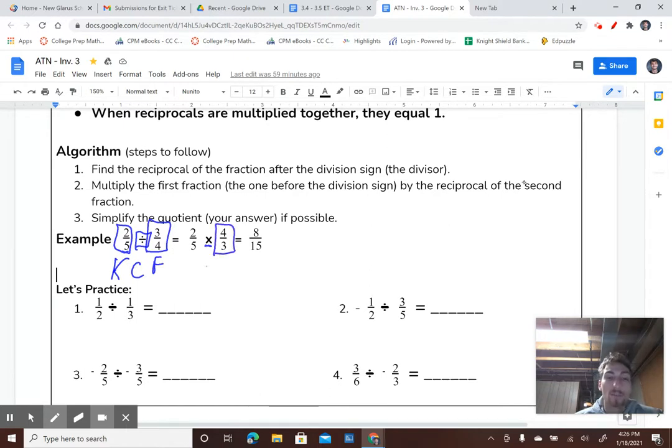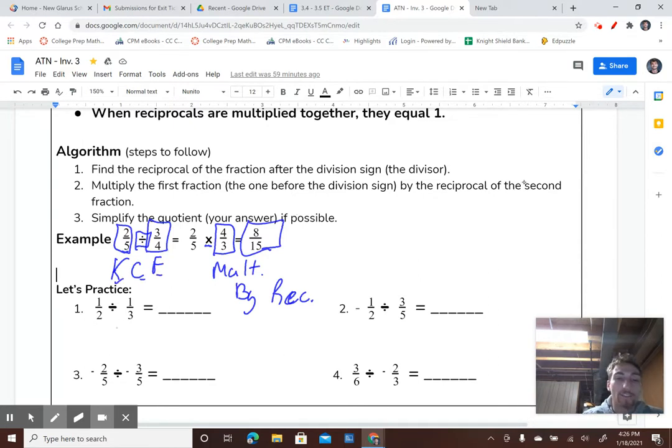So when we multiply by the reciprocal, or simply keep, change, flip, it's going to give us the same answer, 8/15. All right, so 2/5 divided by 3/4 gives us 8/15. So let's go ahead and utilize this keep, change, flip method.